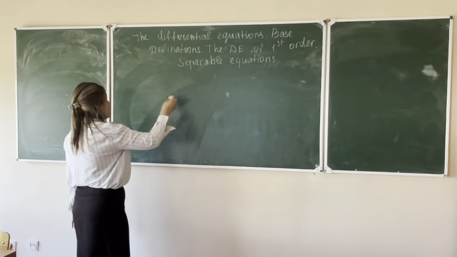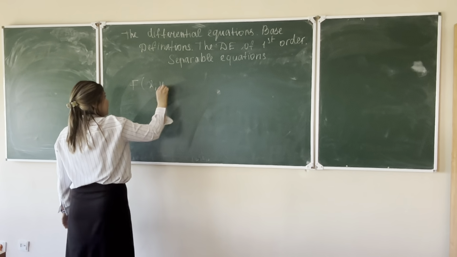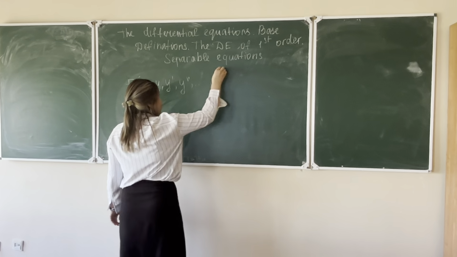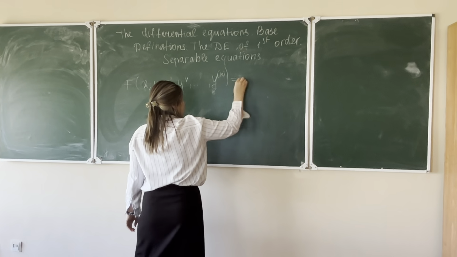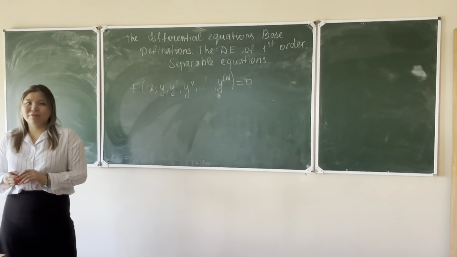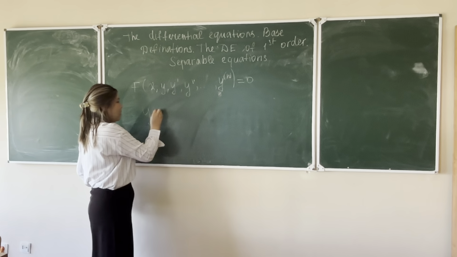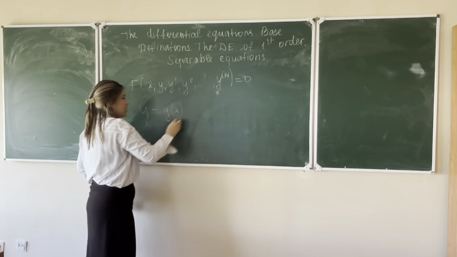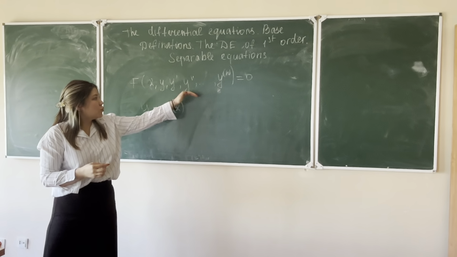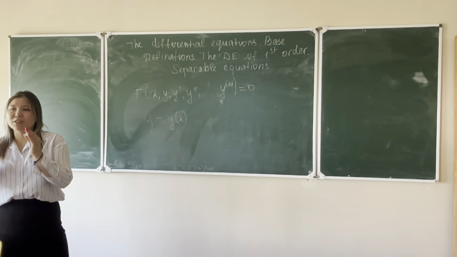The equation of the kind F(x, y, y', y'', ..., y^(n)) = 0, which contains the independent variable x and the desired function y(x) depending on x, and its derivatives y', y'', y''', and so on, is called an ordinary differential equation.